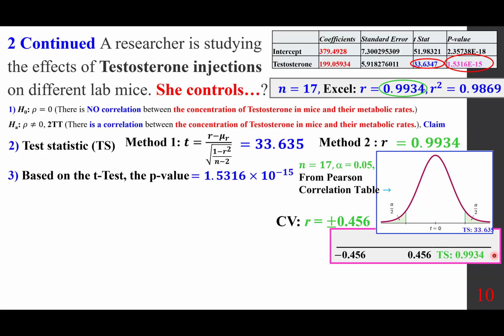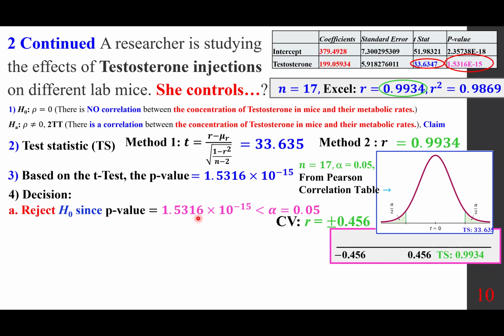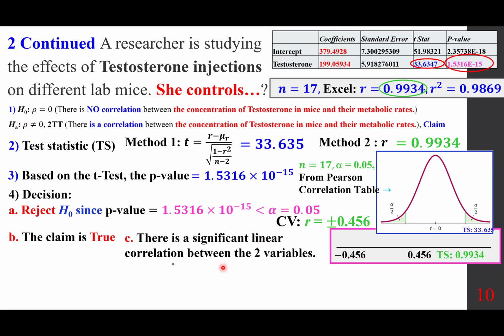Therefore, we make the same decision in both cases. Reject H0, since the p-value, which is this number, is less than alpha. By the way, this p-value is almost zero, everybody. Again, move the point to the left 15 times because it's minus 15. So if you're rejecting H0, we go back to the very first step. Where does the claim go? The claim belongs to the second part. Therefore, the claim becomes true. And there is a significant linear correlation between the two variables.